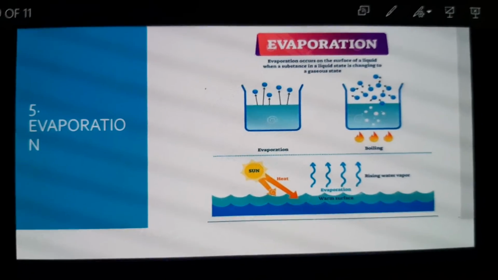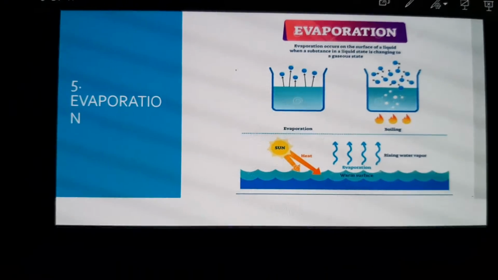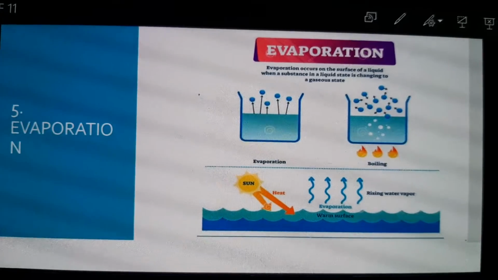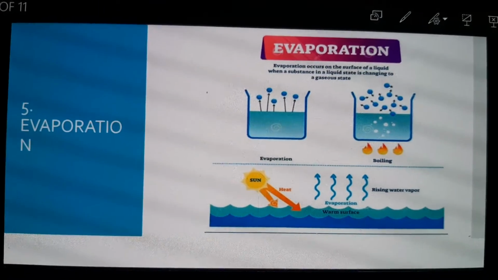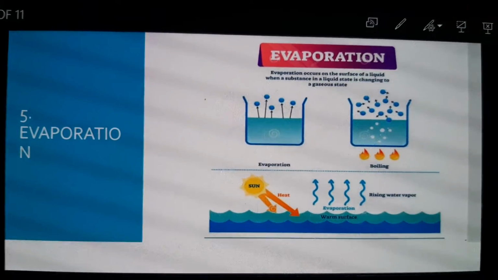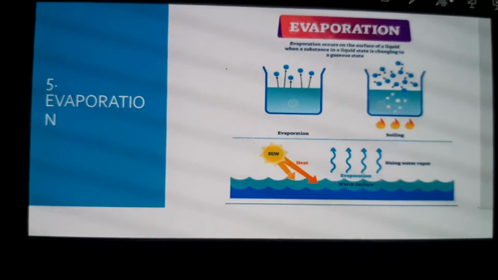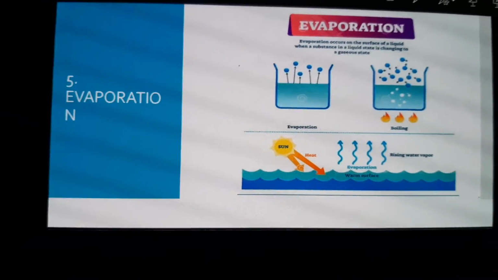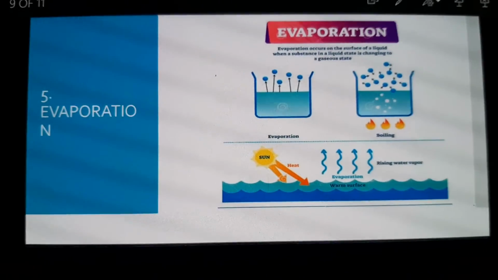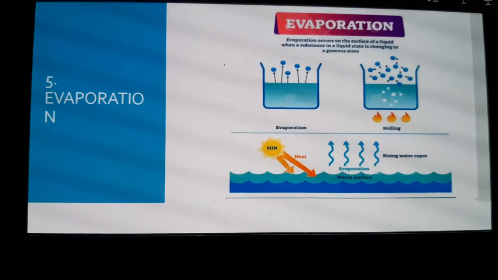Next up, we have the fifth important topic, that is evaporation. As you can see, evaporation is a surface phenomenon. It occurs on the surface of a liquid when a substance in a liquid state is changing into a gaseous state. So, it is a type of vaporization that occurs on the surface, and the state of water is changed. There is a conversion of liquid into gas.